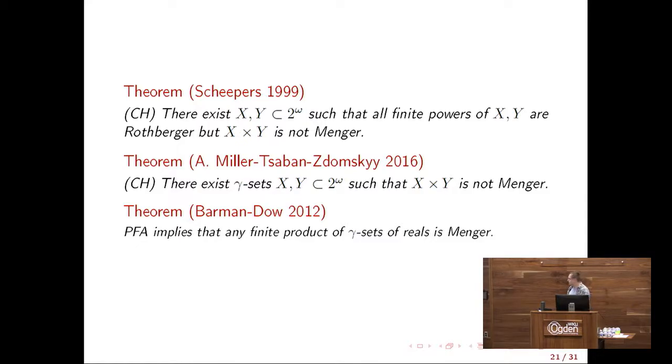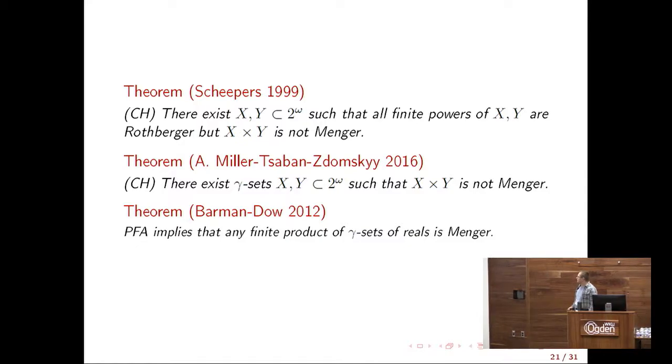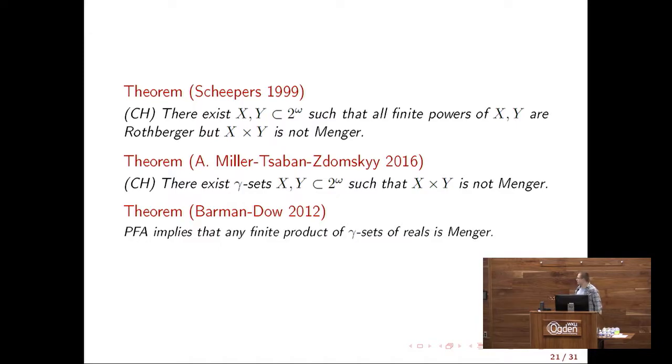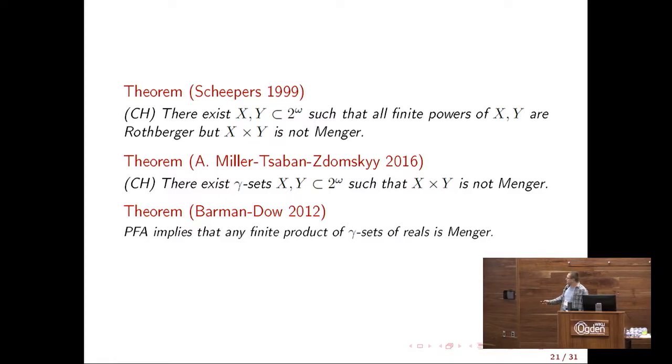Good, and there's a result in a different direction. Bartoszyński and Dow proved that PFA implies that any finite product of gamma sets of reals is Menger. So you see, usually if you have such a construction from CH of sets of reals, if you look closely at it, you identify the cardinal characteristics which are responsible for this construction. So in most cases, whatever you can do under CH, you can do under Martin's axiom, which is a weaker statement than PFA. But not here. Here, no cardinal characteristics will ever help you.